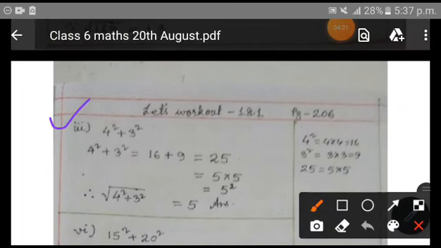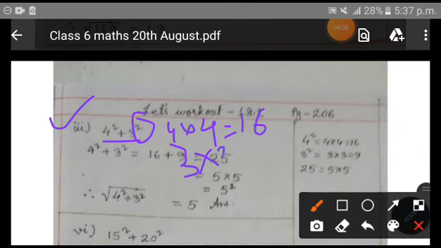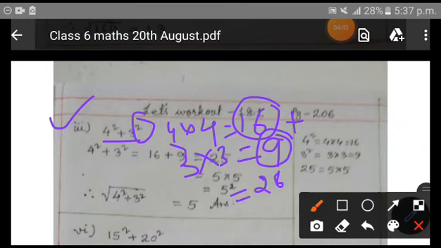Next one, you need to find the value of the square root of the given numbers, that is 4 square plus 3 square. Now 4 square means 4 into 4, which is equal to 16, and 3 square means 3 into 3, which means 9. Now 16 plus 9, if you add these two you will get 25.